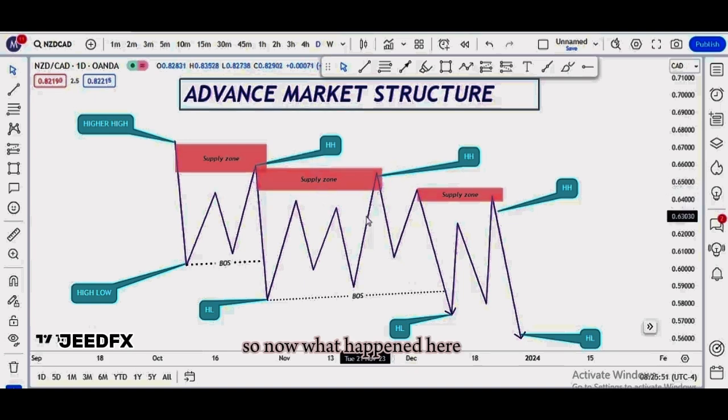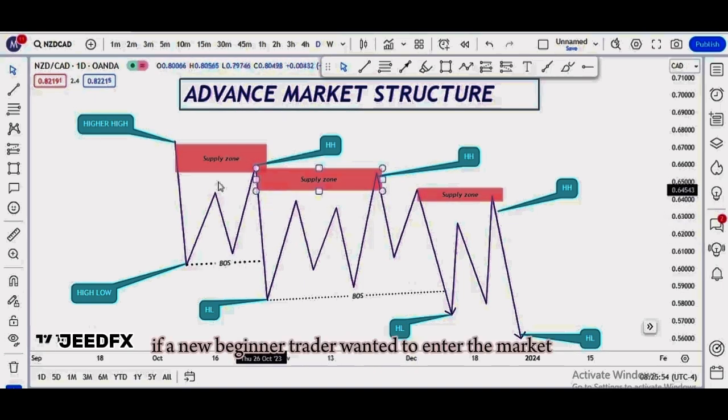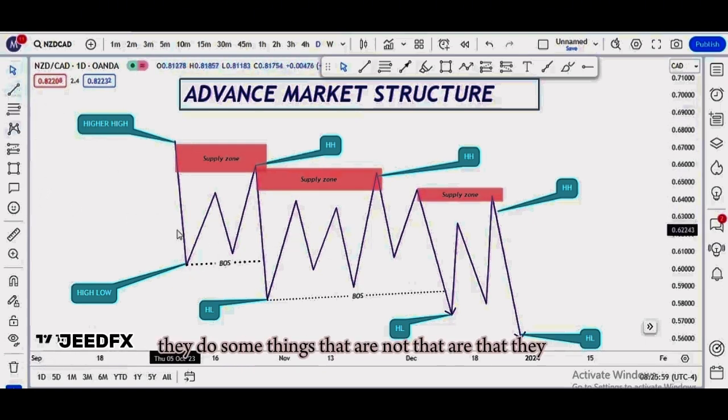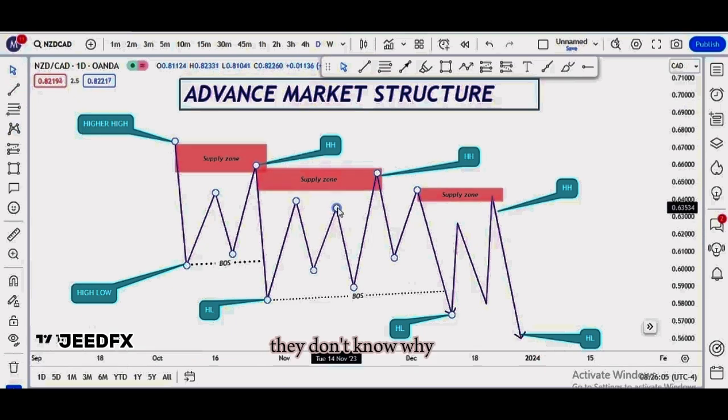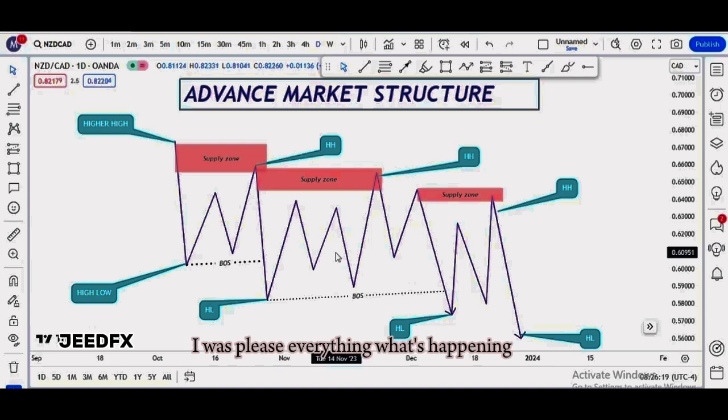Now what happened here: a new beginner trader who wants to enter the market does a lot of things without knowing why. They don't know they are doing it wrong, and they keep losing a lot of money in the market and questioning themselves. They ask, what happened? I got the right break of structure, I placed everything, what's happening? Is this thing a scam? They keep blaming the system. They don't know they are the ones doing it wrong.